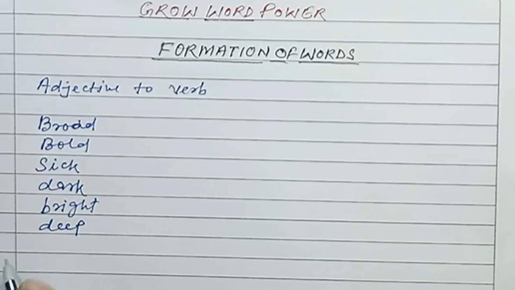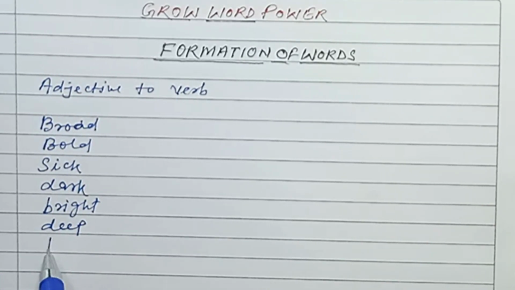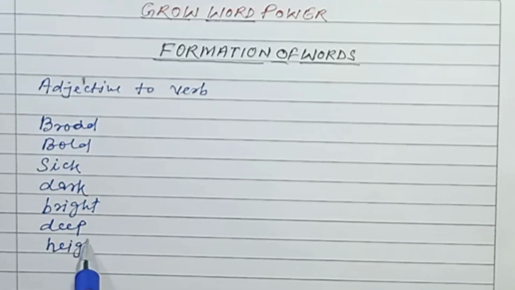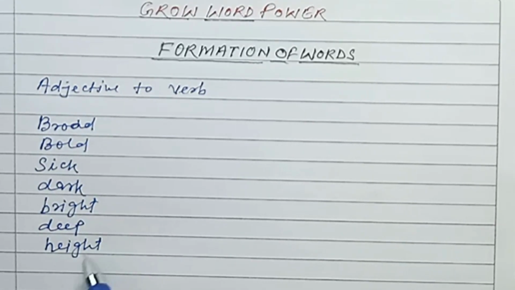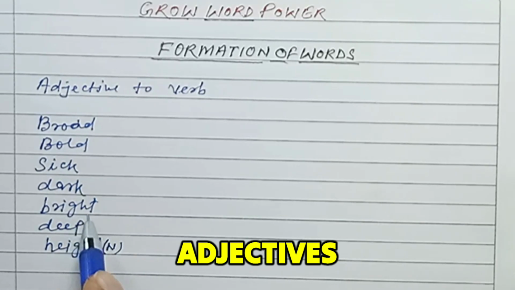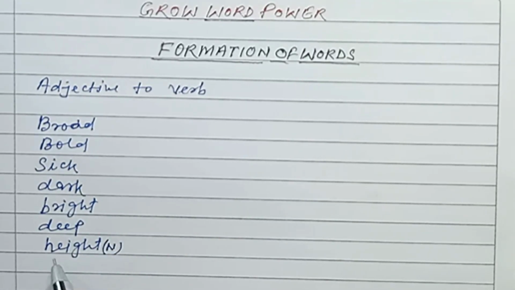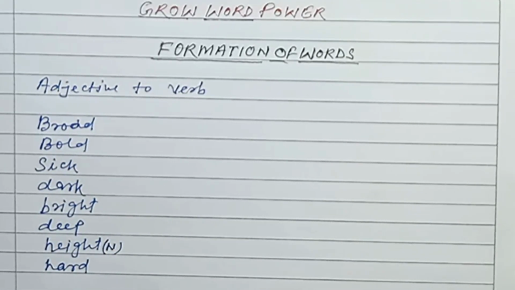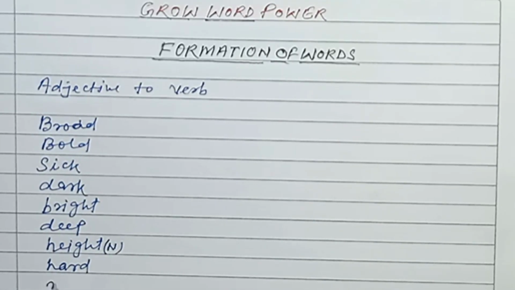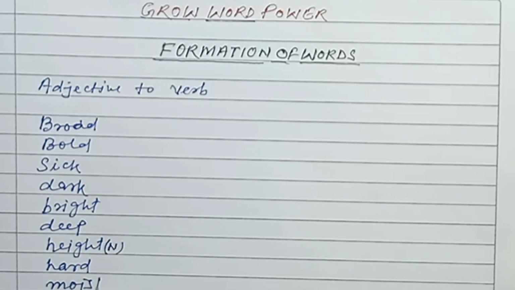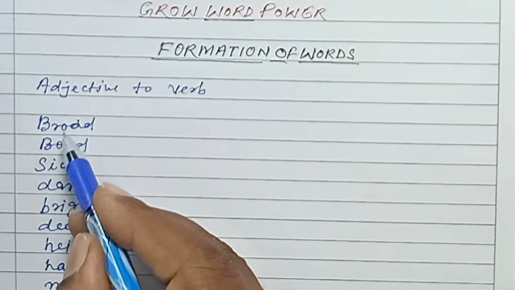Height, H-E-I-G-H-T, height. Height, this word is actually a noun, but all the above written words are adjectives. Next word is hard. Next word is moist, M-O-I-S-T, moist. So this is the list of words.